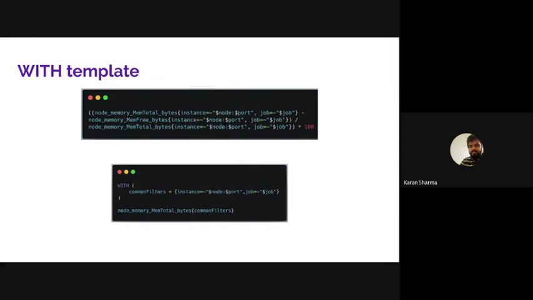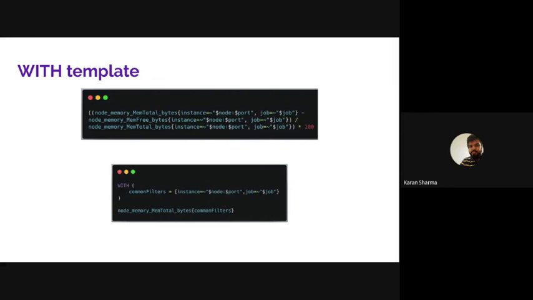This WITH template is also an example of syntactic sugar, basically, where you can see the first one is a pretty common node exporter query for finding out what percentage of your memory is utilized. You can see the instance, node, port, job, all these filters are standard across these metrics. So what we do is we just template it out as a common filter, and run your query on this. If you run this on Victoriametrics, it will execute and show you the result, but it won't show you the result on Prometheus because this is not a PromQL supported query.